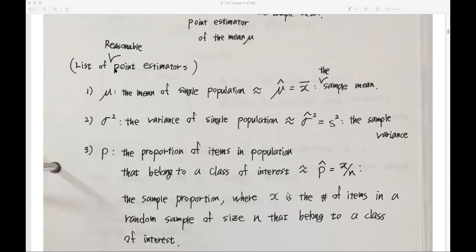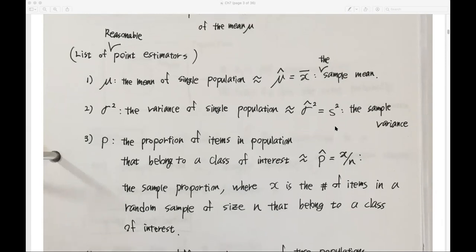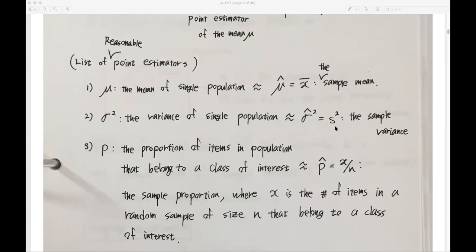This is a list of reasonable point estimators. For the population mean mu, the mean of a single population, x bar, which is the sample mean, is the best point estimator of the population mean. For sigma square, the variance of a single population, sigma hat square is a point estimator of sigma square. And s square, which is the sample variance, is the best point estimator of the population variance sigma square. So keep this in mind.